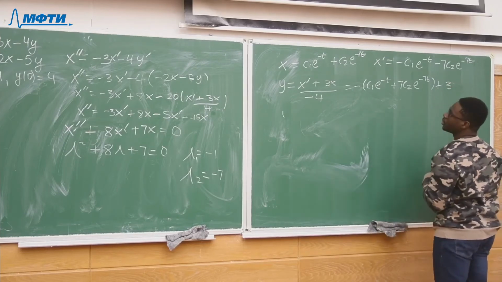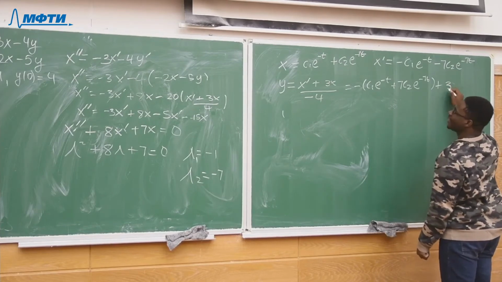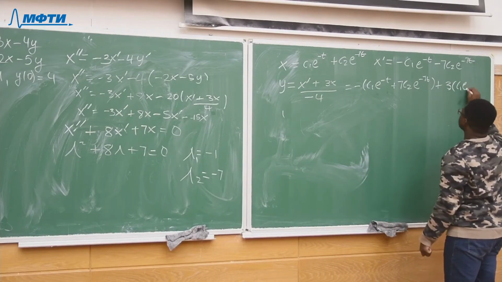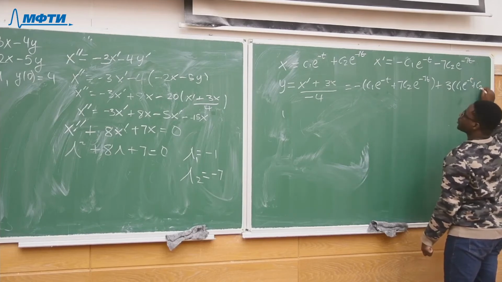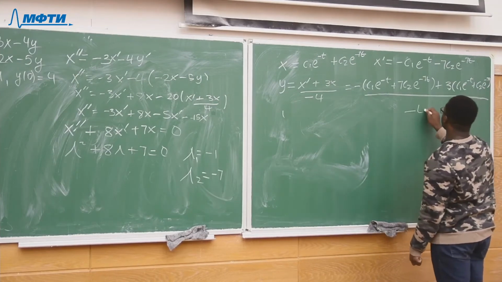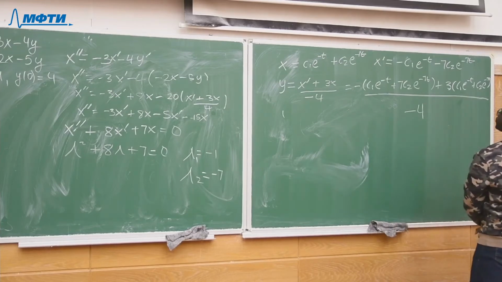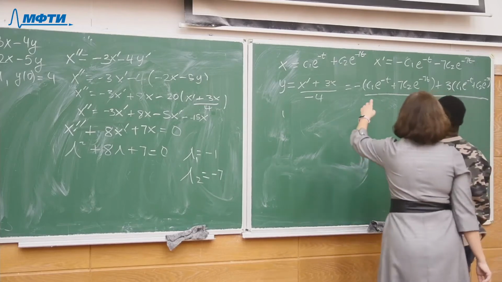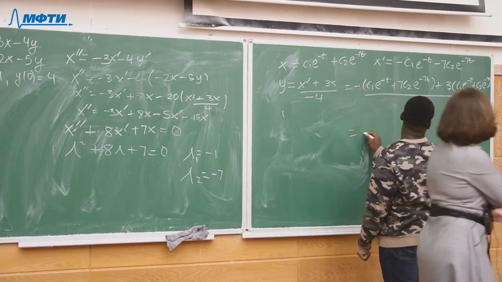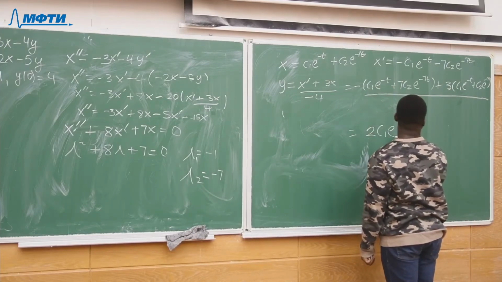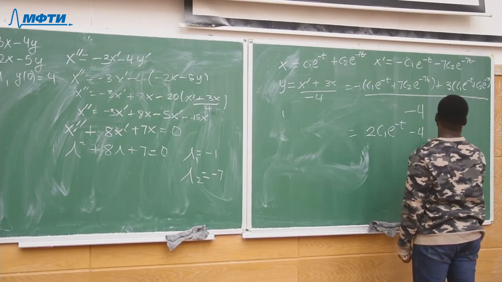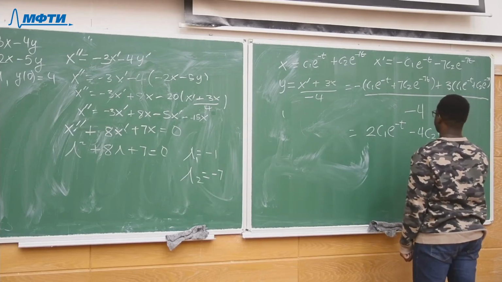Three x and replace x with that expression. Right. Next, simplify so we can collect minus c1 and the first term from here. Minus 4, right.